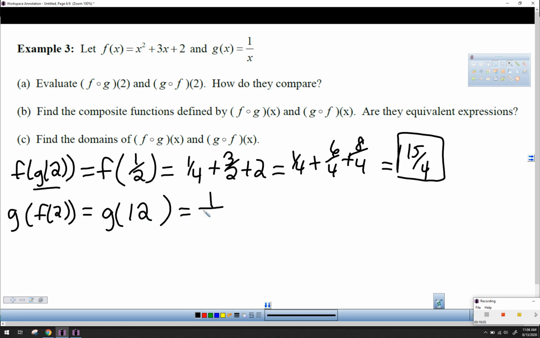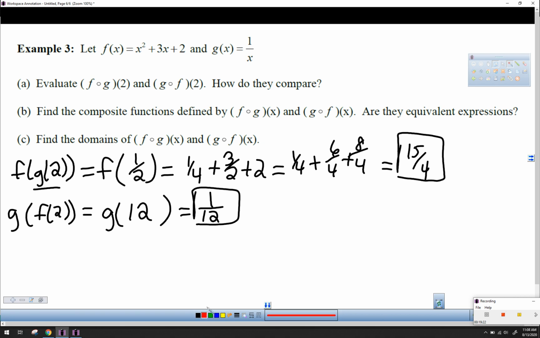That gives me 1/12. So, notice that I do not get the same answer. Let's see, 4 plus 6, 10 plus, yep, okay. All right. So that was exact concrete answers.